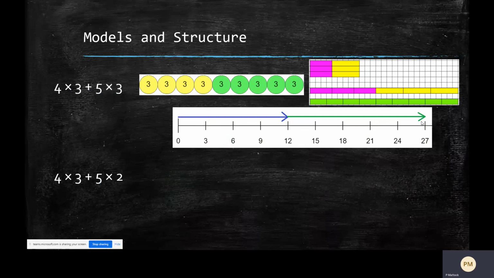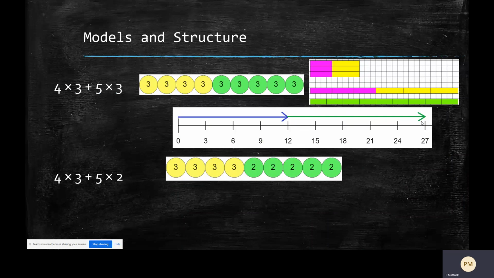But if I come to something like this, 4 threes add 5 twos, well, then the situation isn't so simple. 4 threes and 5 twos. In that form, looking like that, with my unit of 3 and my unit of 2, I can't add those together in that form because they don't have the same unit. I can't see what I have when I collect those.